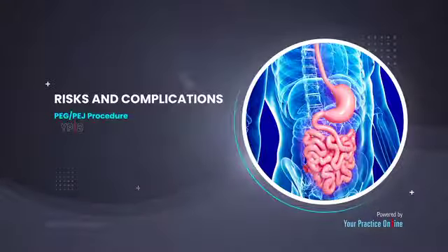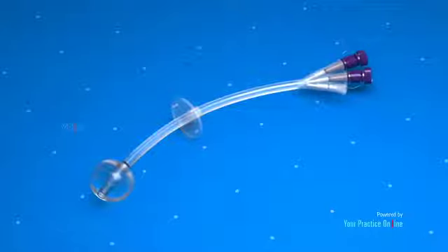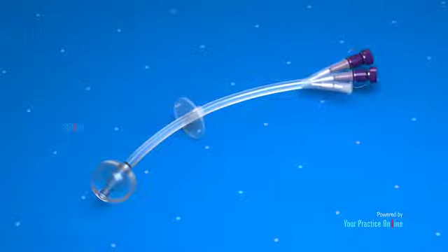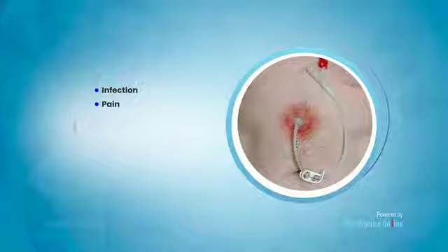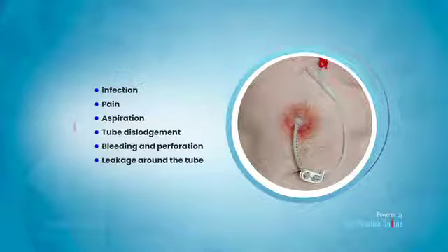Risks and complications. Risks and complications of a PEG or PEDG tube insertion include infection, pain, aspiration, tube dislodgement, bleeding and perforation, leakage around the tube.